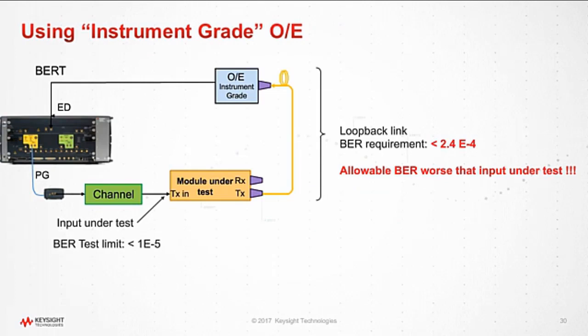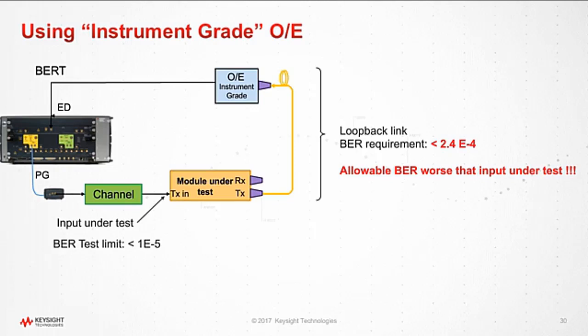So you might think, well, okay, that's because the ROSA isn't that great. We know the receivers are challenged for PAM4, so let's use an optical or an instrument grade O to E converter. An instrument grade O to E converter is going to have a lot lower noise floor. It might be higher bandwidth. It might have tunable filters. A lot of things that should clean that signal up. Can we still make that measurement?